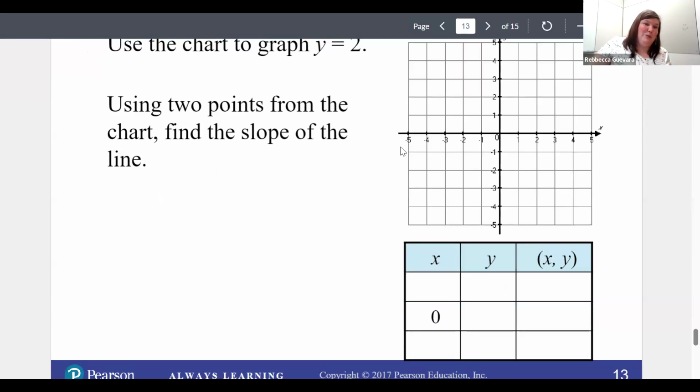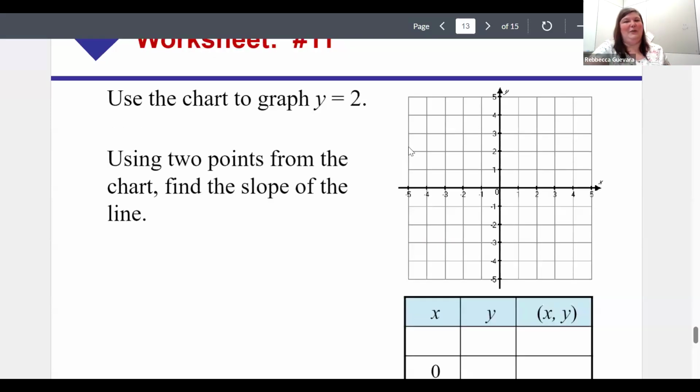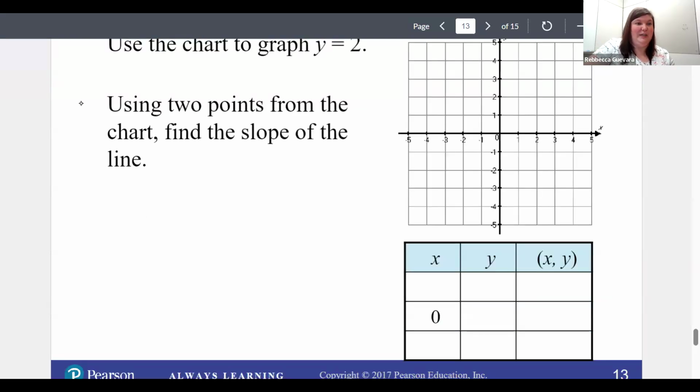But we need to be able to know what these lines are. We kind of talked about it already when we talked about axes. So we want to use the chart to help us graph y equals 2. I'm not sure what points you picked, but we'll just pick some random points. So we've got y equals 2. I left 0 in here. That means if x was 0, the only thing that y can be is 2.